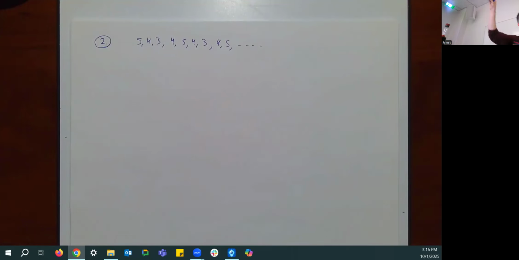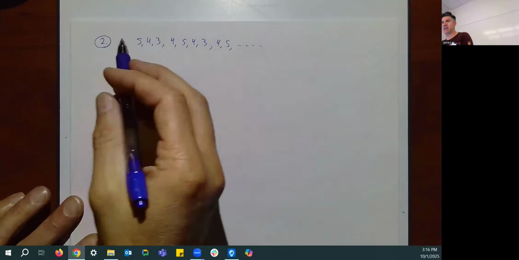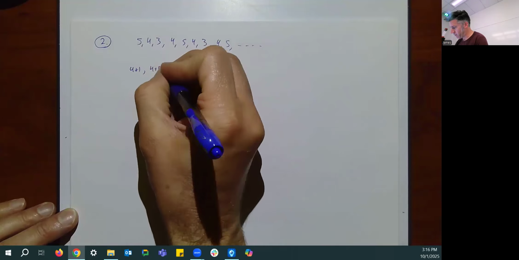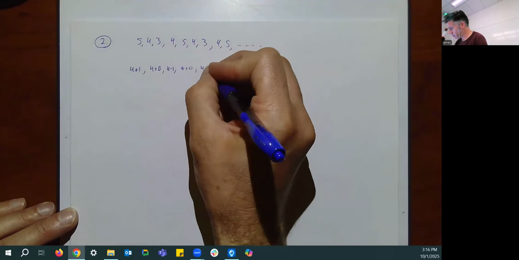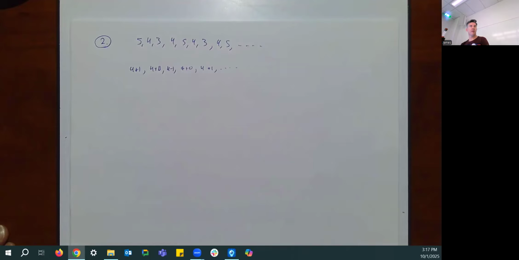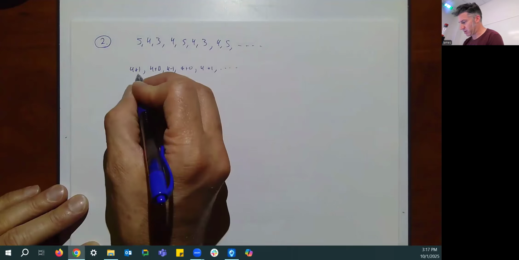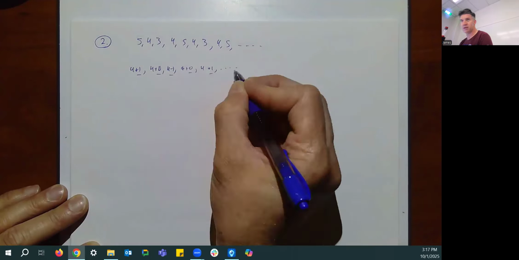starting somewhere and then going down, down, up, down, up, down, up. To me, it kind of looks like a sinusoidal function, like cosine or sine. Like the peaks, the middles, and the valleys of a sine or a cosine. So it might be easier to see this as 4 plus 1, 4 plus 0, 4 minus 1, 4 plus 0, 4 plus 1, and so on. I don't care about the 4, but I want something that's hitting 1, then 0, then negative 1, then 0, then 1, then 0, then negative 1, then 0.